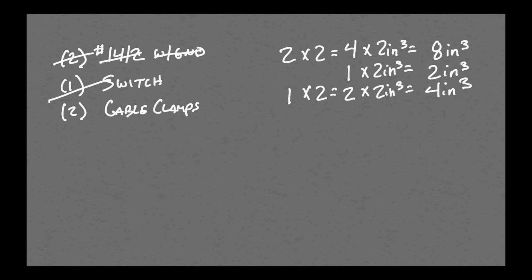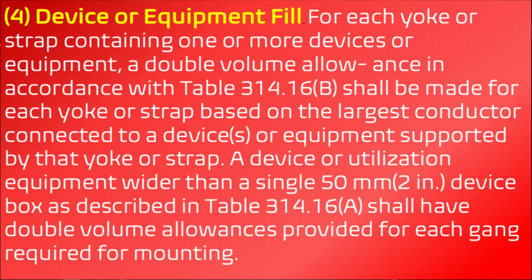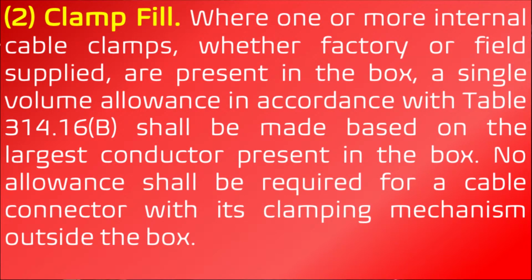Now with cable clamps, according to the code that we looked at, and we can go back there, cable clamps right here, where 1 or more internal cable clamps, whether factory or field installed, are present in a box, a single volume allowance shall be made based on the largest conductor present in the box. Now that doesn't say for each cable clamp. It says where 1 or more clamps are there, you got to count it as one of the largest conductors in the box. And keep that in mind. I will say it that way just because I want it to always go through my mind that way.